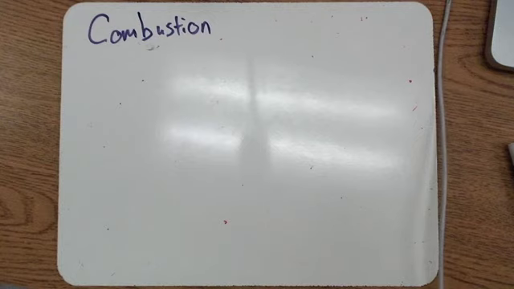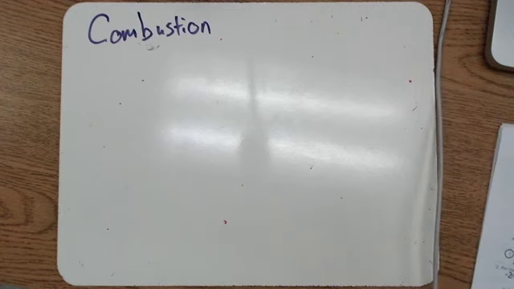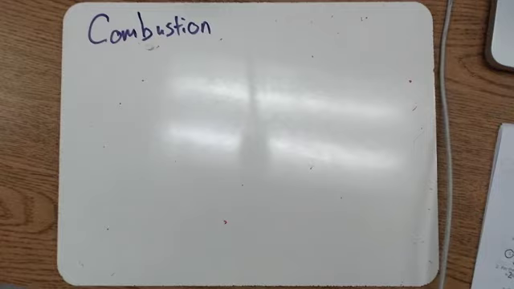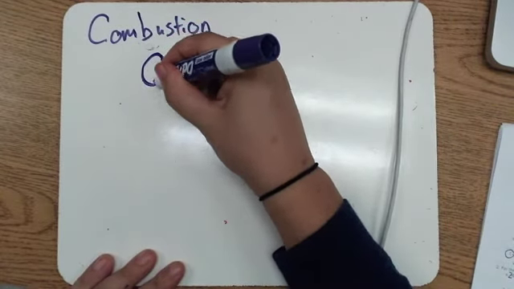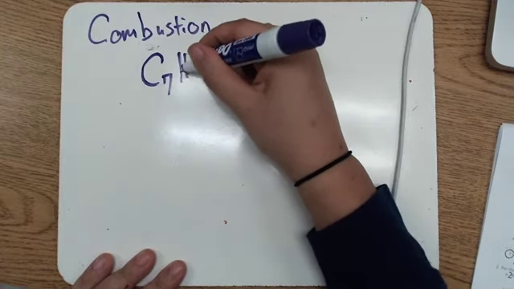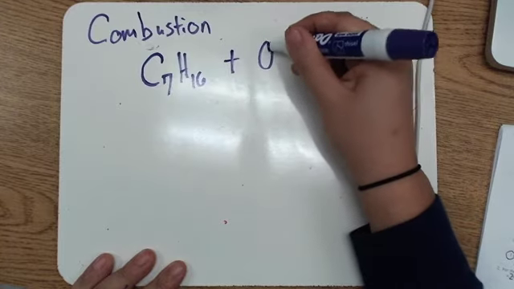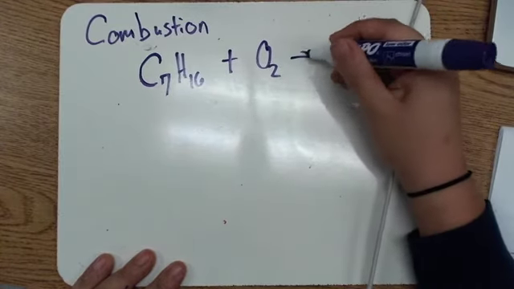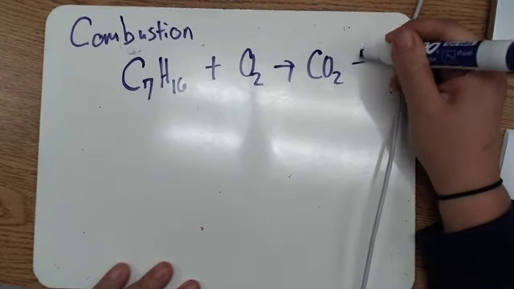So we need to review how to predict products. The first type of reaction I'm going to use is combustion because it's an exception to all the rules. Combustion is when you have a hydrocarbon reacting with oxygen, and your products are always going to be CO2 and H2O.